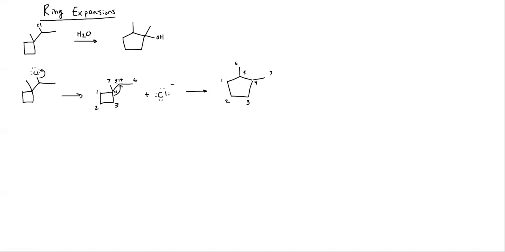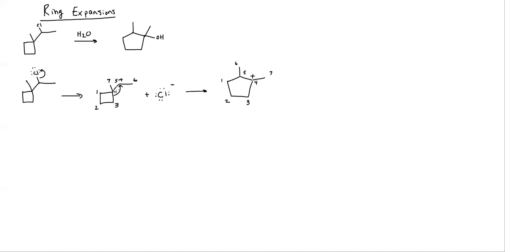Carbon 5 is not going to have a positive charge anymore. Why? Because it just gained a bond, right? This bond from 3 to 4 broke and reformed at 3 to 5. So carbon 4 just lost a bond, which means that my positive charge is going to be here on carbon 4.